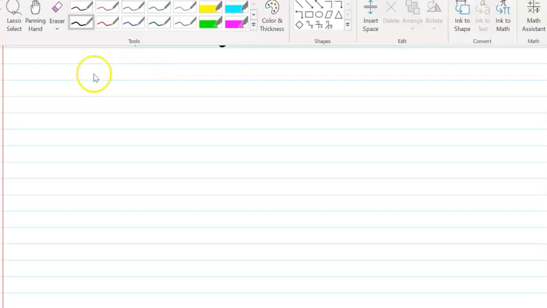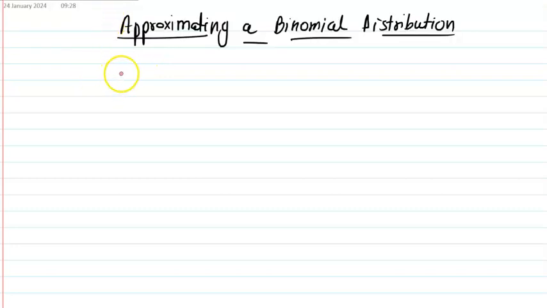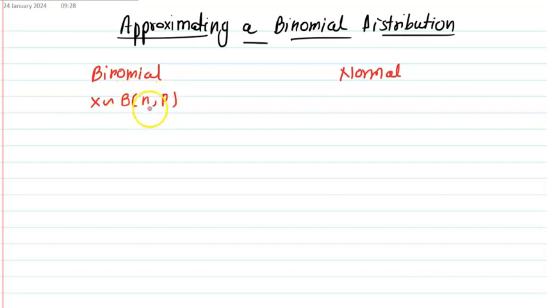So in this lesson, we are going to convert binomial distribution into normal distribution. On one side we write binomial distribution, on this side normal distribution. Binomial distribution: x is distributed binomially with n and p. n is the number of fixed trials, and p is the probability of success, right?